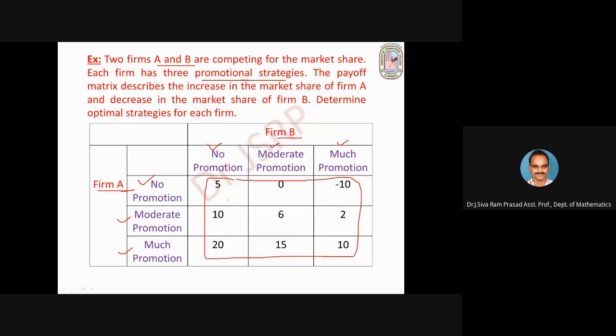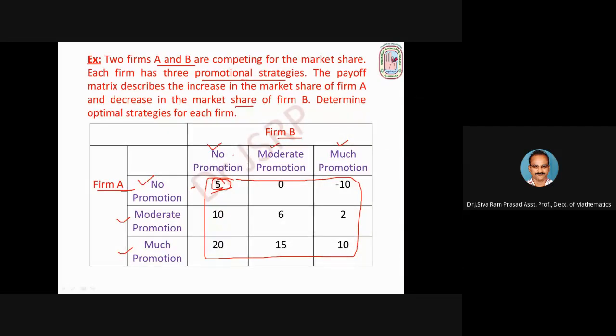Okay, for example, consider this entry. If firm A selects no promotion and firm B selects no promotion, then the payoff is 5. It is positive. That means firm A gains 5. That is, the market share of firm A increases by 5%, for example.